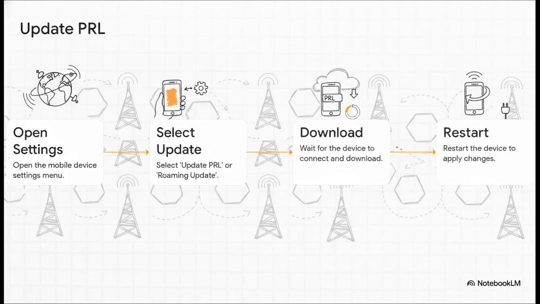So, picture this. Your user travels abroad, gets off the plane, and has zero service. What do? They probably just need to update their preferred roaming list, or PRL. This list is basically what tells the phone which local cell towers it's actually allowed to talk to. Here is your quick troubleshooting sequence for that. Open the mobile device settings menu. Select Update PRL or Roaming Update. Wait for the device to connect and download the new tower configs, and finally, restart the device to apply those changes. Easy fix, but you gotta know the steps.